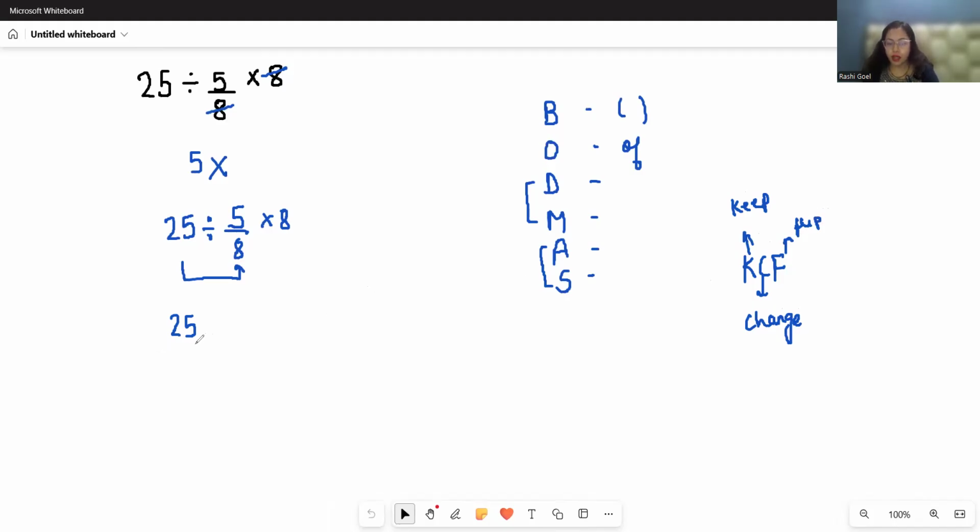Keep the left-hand side, that is 25, change the symbol from division to multiplication and flip the right-hand side. So 5/8, when we flip, we'll write 8/5. Then write the remaining operation, that is times 8. Now we have only one operation left. Let's solve it. Cancel out the 5 and 25, with 5 times 8 times 8. 5 times 8 is 40, times 8 is 320.